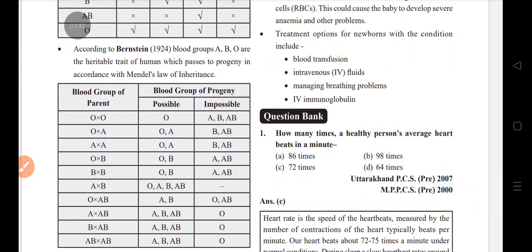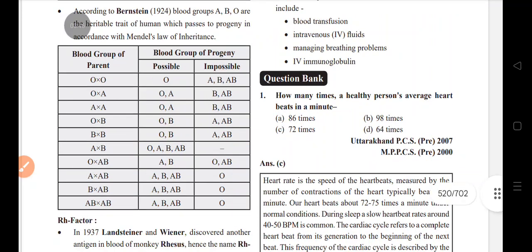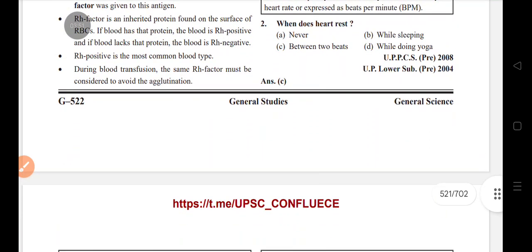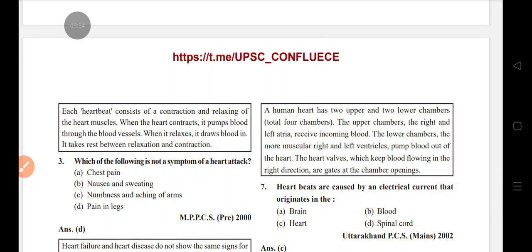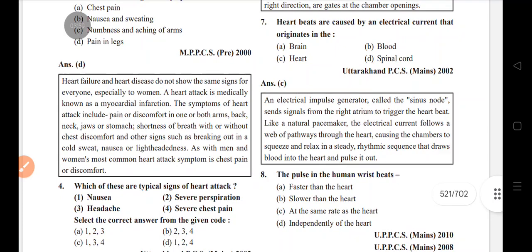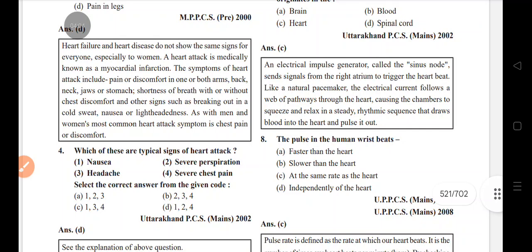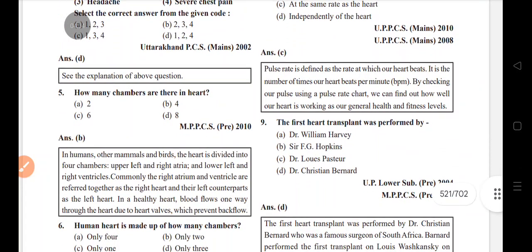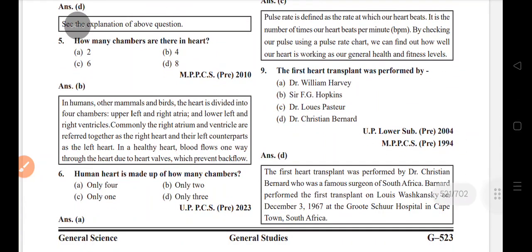How many times does a healthy person's heart beat on average in a minute? 72. When does the heart rest? Between two beats. Which of the following is not a symptom of a heart attack? Pain in legs. Which of these are typical signs of a heart attack? Nausea, severe perspiration, severe chest pain. How many chambers are there in the heart? 4. The human heart is made up of how many chambers? 4.